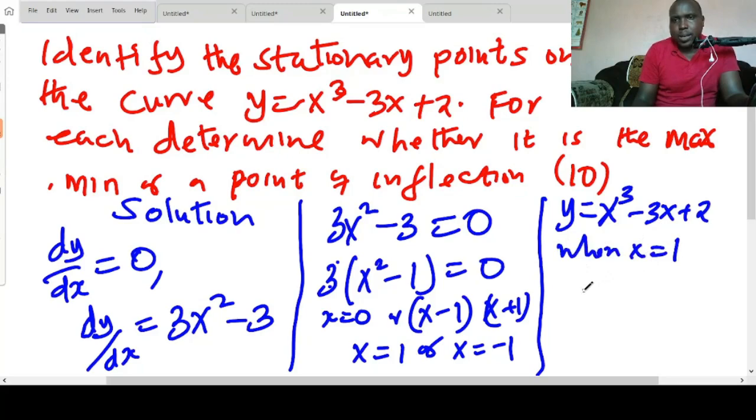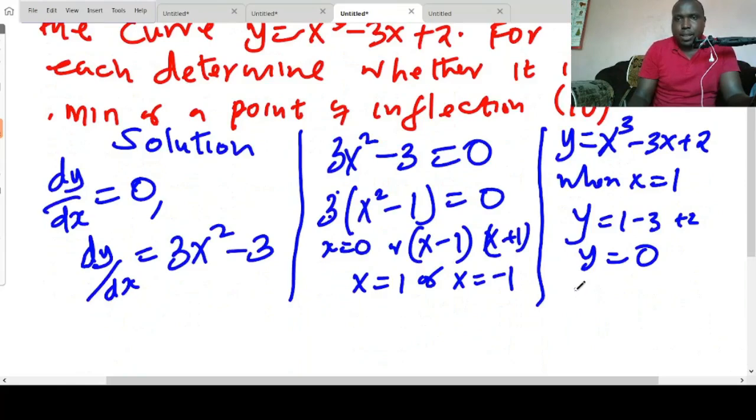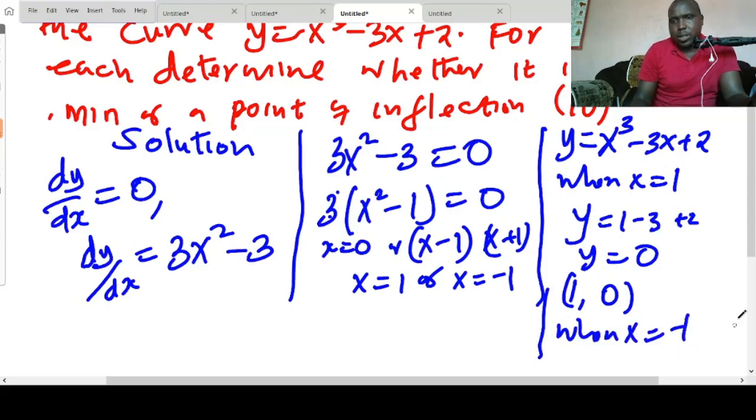So when x is equal to 1, what will be y? Substitute here. We are going to have 1 minus 3 plus 2, and that one is 0, so when x is 1, y is going to be 0. So the stationary point there will be 1, 0. That is the first stationary point. We will have 2 stationary points because we have 2 values of x. Next is when x is equal to negative 1, we substitute there again.